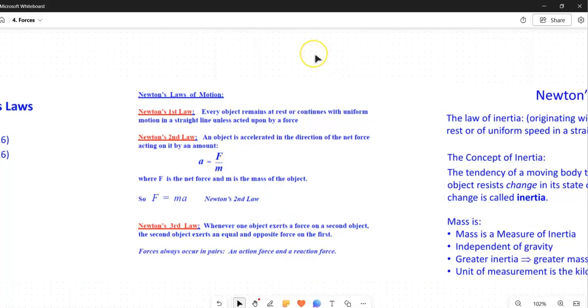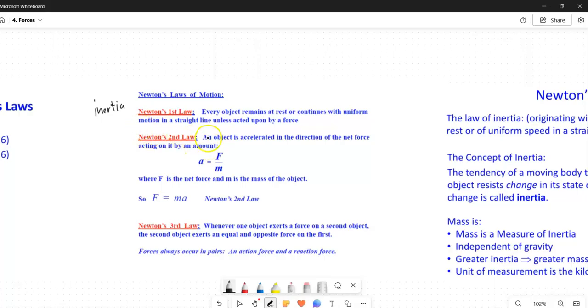The first one being that every object at rest will stay at rest until acted upon by an outside force. If that object is moving, it will be moving in a straight line and continually moving in that straight line at a constant velocity until acted upon by an outside force. This law is often referred to as the law of inertia. And we'll get into the concept of inertia and how it relates to this law.